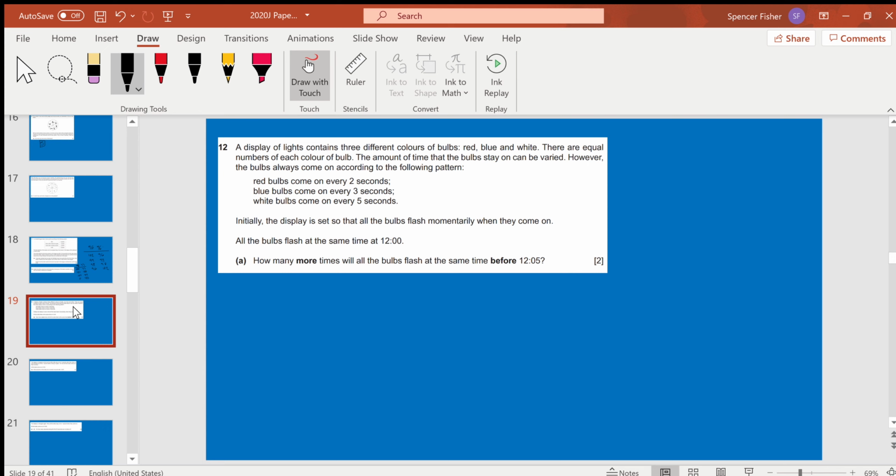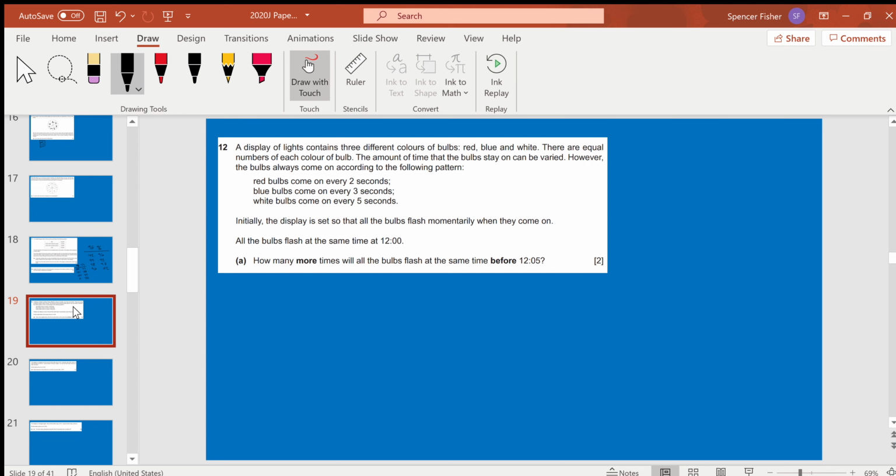The amount of time that the bulbs stay on can be varied. However, the bulbs always come on according to the following pattern. I don't care what the pattern is. Initially, the display is set so that all of the bulbs flash momentarily when they come on. All the bulbs flash at the same time at 12. And the question is, how many more times will all the bulbs flash at the same time before 12:05?